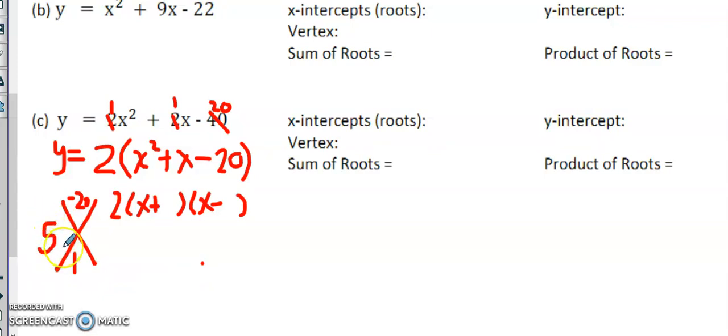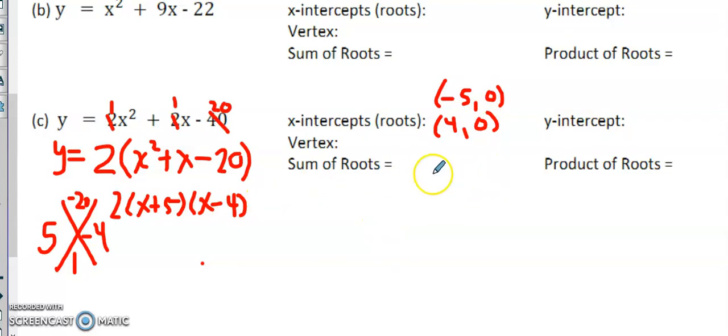So hopefully you came up with the numbers being positive 5 and negative 4. When I add them, I get positive 1. When I multiply them, I get negative 20. So it's x plus 5 and x minus 4. So for my roots, the first root is going to be negative 5, 0, because negative 5 makes this 0. And the second root will be 4, 0, because 4 minus 4 is 0.